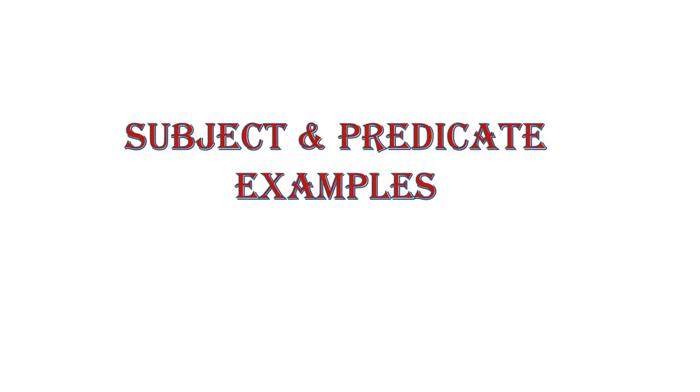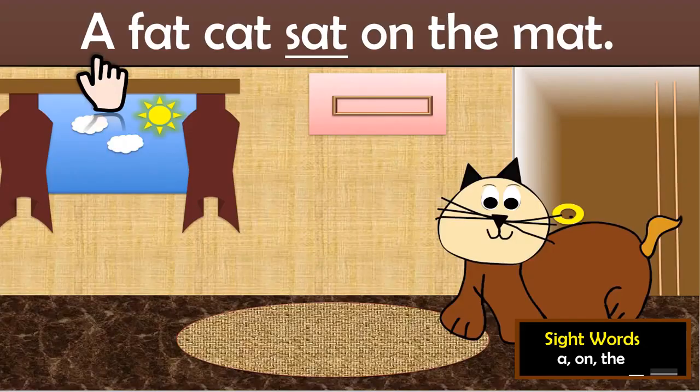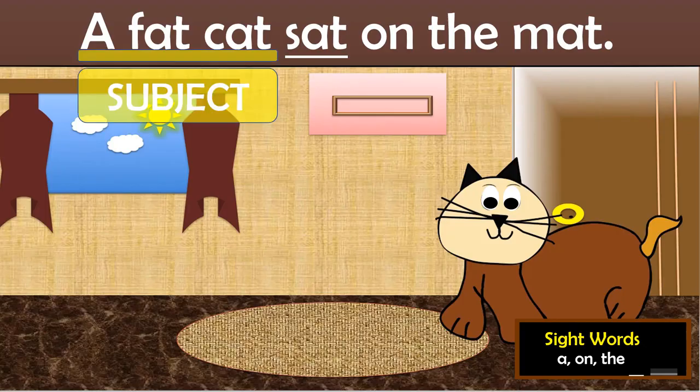Now we will study the subject and predicate in more detail with a few examples. A fat cat sat on the mat. In this sentence, we are talking about a fat cat. Therefore, a fat cat becomes the subject.